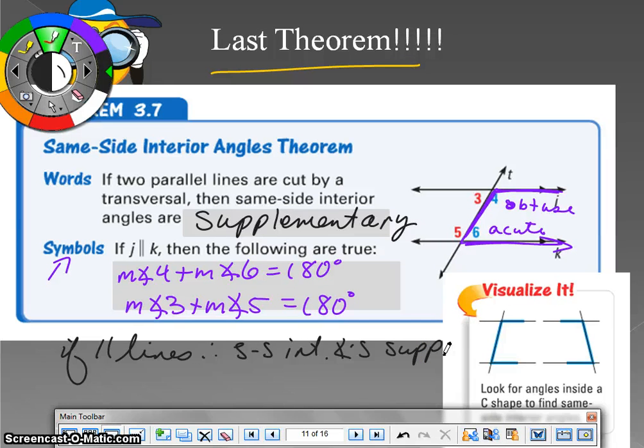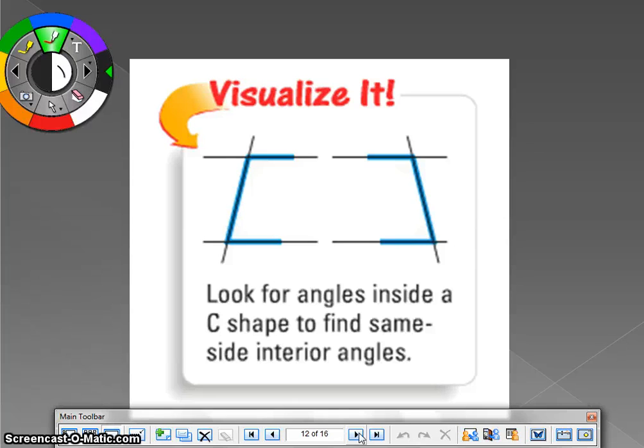Okay. Oh, I meant to cut that out. So this is a little visualize it. We'll actually look at it bigger. Let's visualize it right here on the next page. So when you're looking at same side interior angles, you get that C. So I'd be looking at this angle right here, and then this angle right here. I made them different colors because they're not the same. We have obtuse, acute. Okay, and it's just the reverse on the other side.